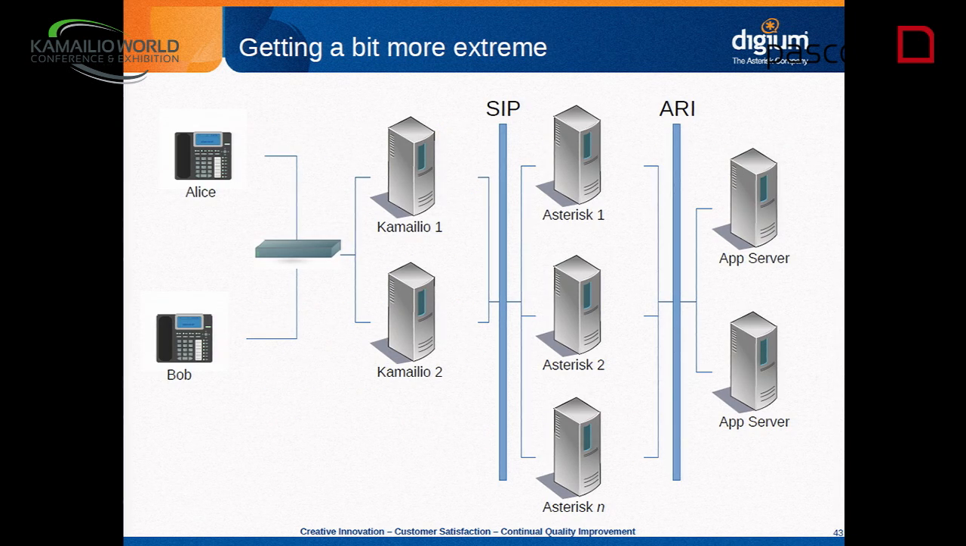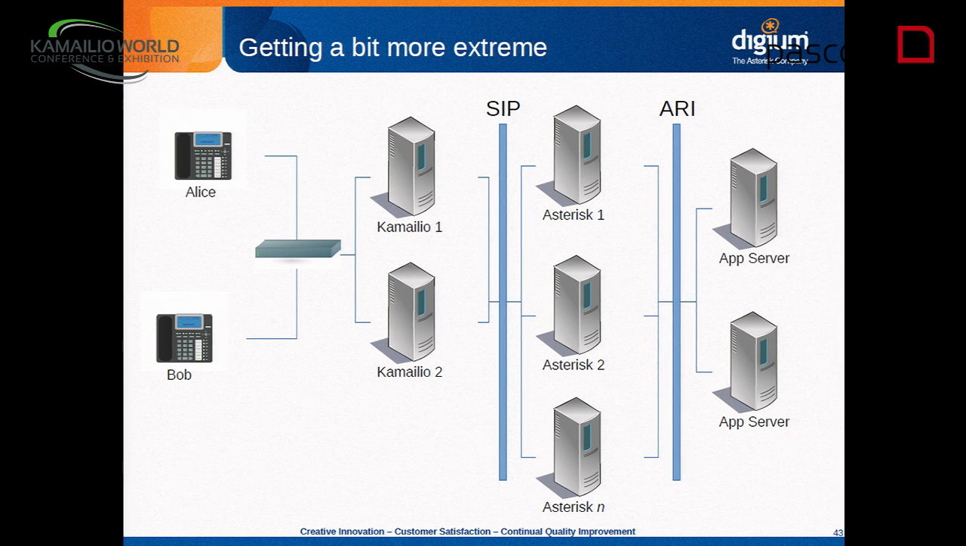So what you end up with is a picture that looks more like this. Rather than having your Asterisk instances managing everything, your Asterisk instances now are not PBXs, and you can have any number of them that you want. And you use ARI in order to pull all the application logic out and have application servers actually managing the applications themselves outside of Asterisk.